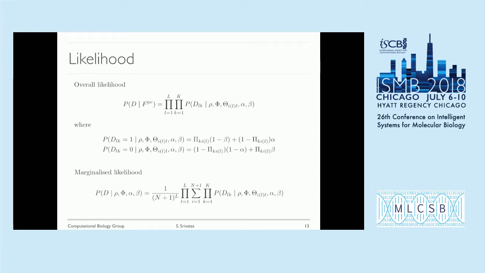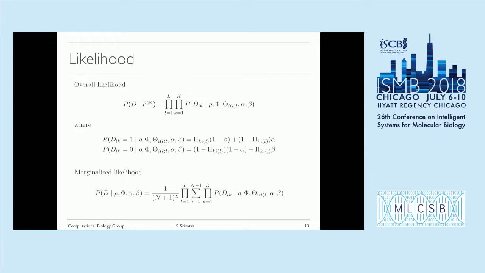Now, given the perturbation map rho, signal graph phi, effects graph theta, and the error rates alpha and beta, the overall likelihood of a PCNEM factorizes into the conditional probability of each entry of the data given the model parameters across all experiments and all phenotypic effects.